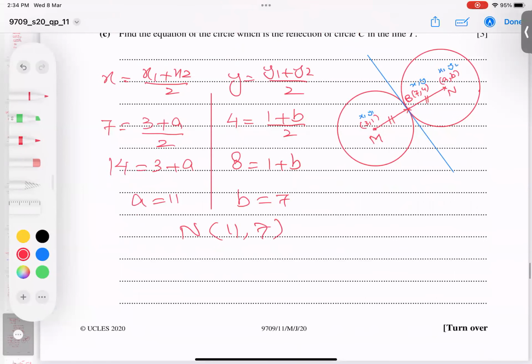So now I'm writing the circle equation. So what is the equation of a circle, students? Because the center is a new one. The formula is x minus a whole squared, y minus b whole squared equals r squared.